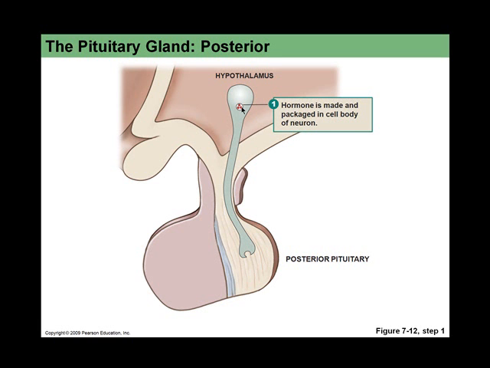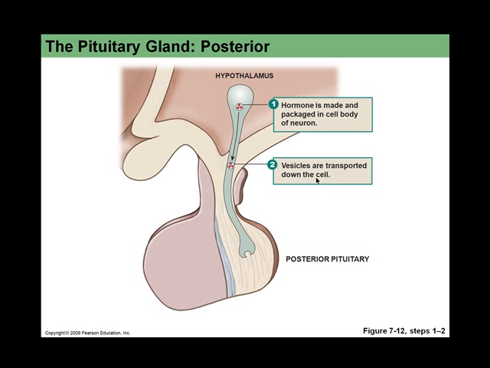in the hypothalamus, and the axons continue straight through the infundibular stalk, forming the neurohypophyseal tract, a collection of axons or nerve fibers in the central nervous system is a tract. So this is the neurohypophyseal tract, the axons going through the pituitary stalk into the posterior pituitary. So the hormone is made and packaged in the cell body of the neuron within the hypothalamus itself.